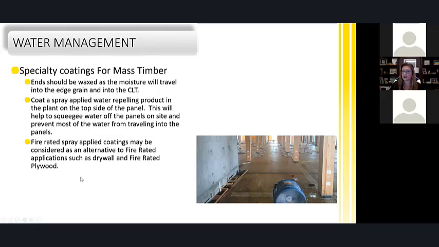Then we also look at a fire-rated spray applied coating, and this was for the verticals we've been working on, and we've traded that out for drywall or fire-rated plywood in some of our staircases. It's just another solution. There are multiple solutions out there that are available to you.